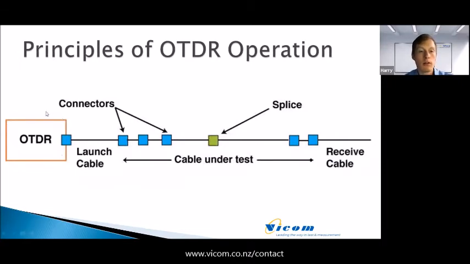We've got our OTDR on the left-hand side of the screen. We've got our launch cable or launch lead installed between our OTDR and our first connector. We've then got our fiber under test, and we've got our receive lead or receive cable on the far end.